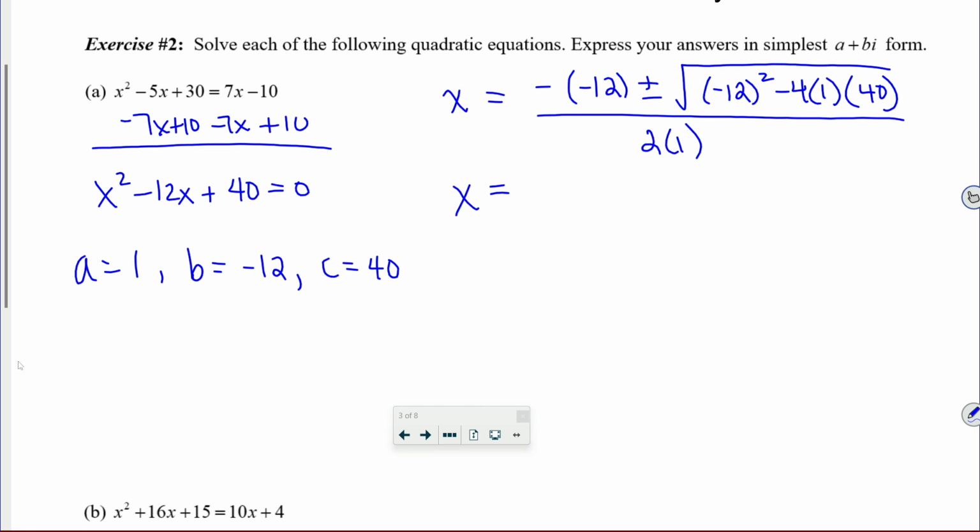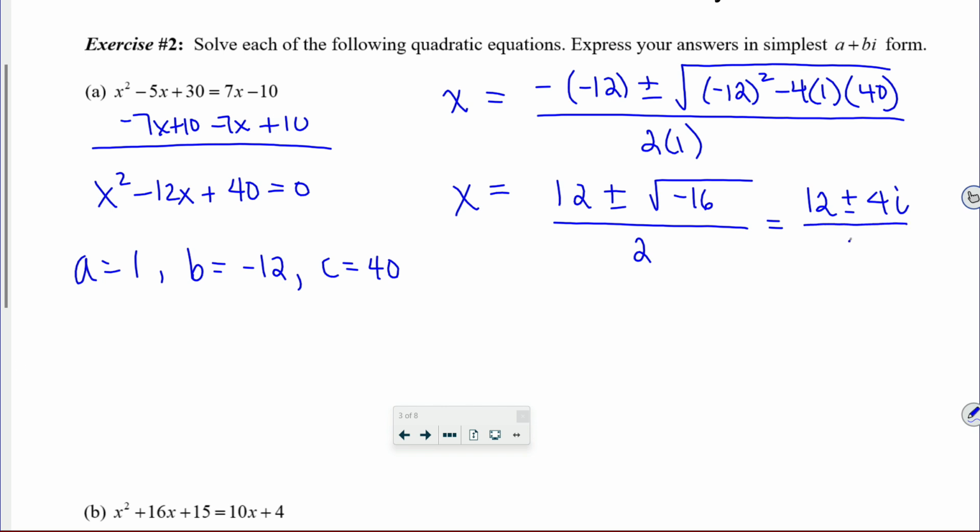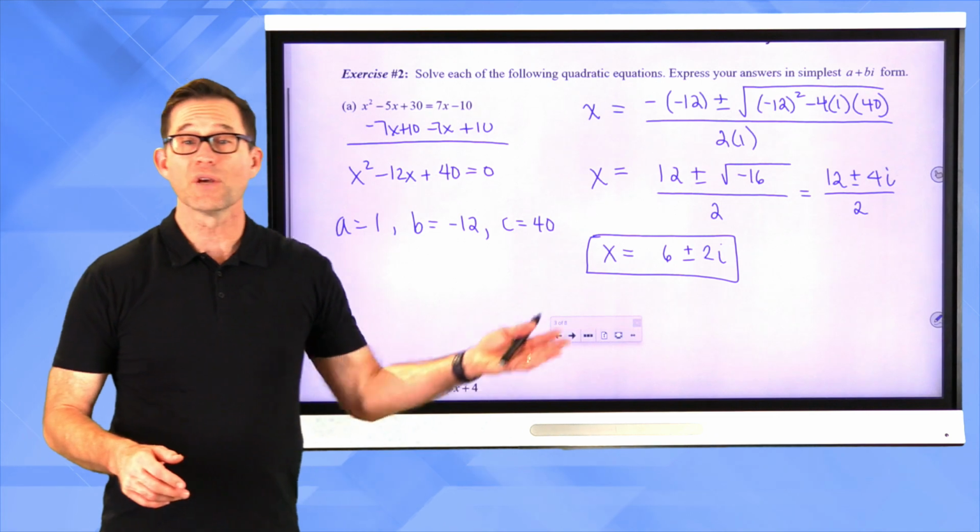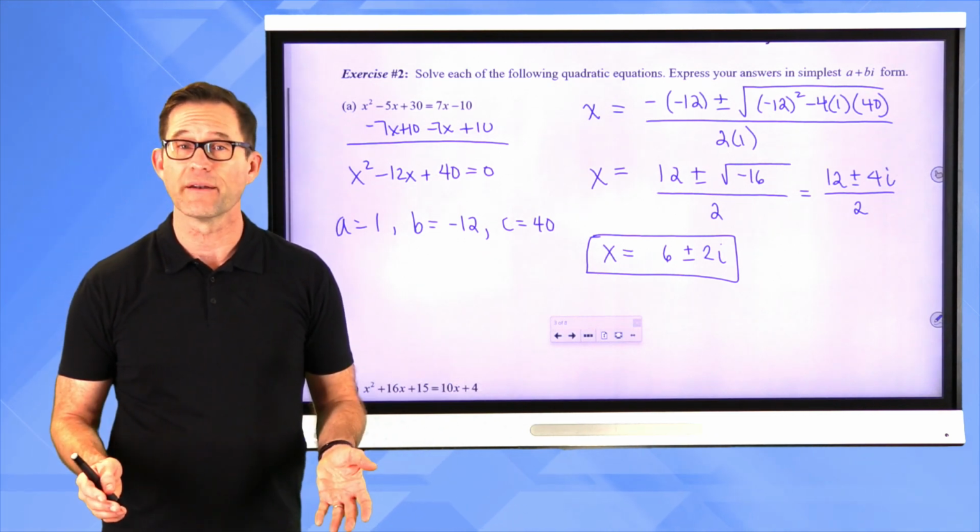That's going to leave me with x equals positive 12 plus or minus the square root of negative 16. That's a nice number underneath there, divided by 2. It's nice, not because of the negative, but because of the 16. So the square root of negative 16 is going to be 4i, so we get 12 plus or minus 4i divided by 2. And then when we distribute that division by 2, we'll get 6 plus or minus 2i. So 6 plus or minus 2i, as simple as that.